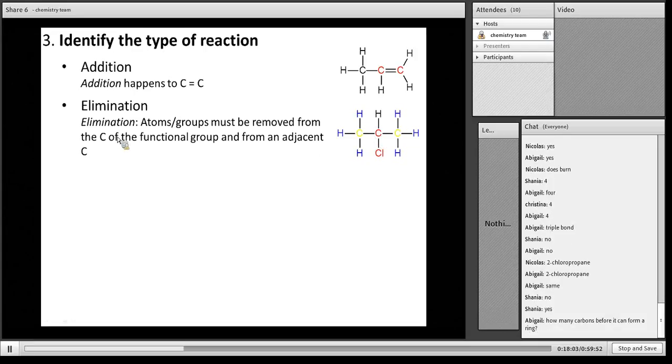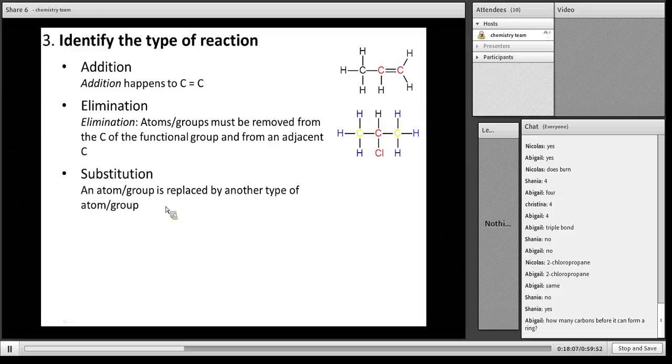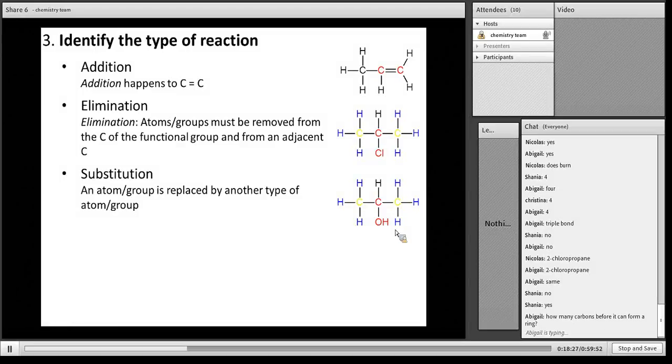The next one is substitution. So substitution is when you replace one thing with another. Okay, you substitute one thing with another, same thing. So if I went from 2-chloropropane to, who would like to have a go at the name of this compound? And it's not 2-hydroxypropane, I can tell you that. So who would like to have a go at naming that compound?